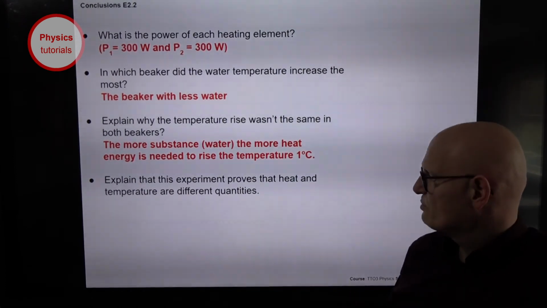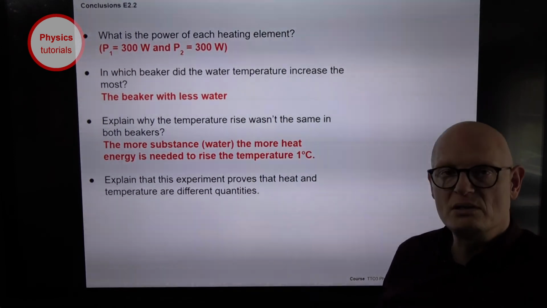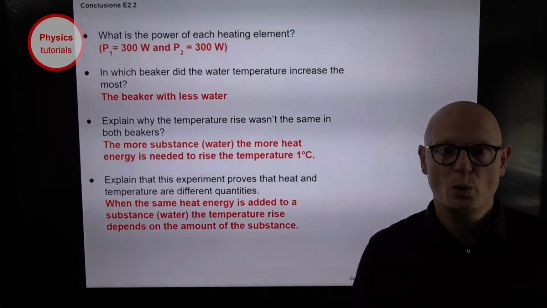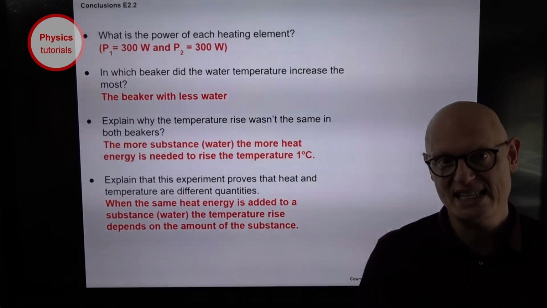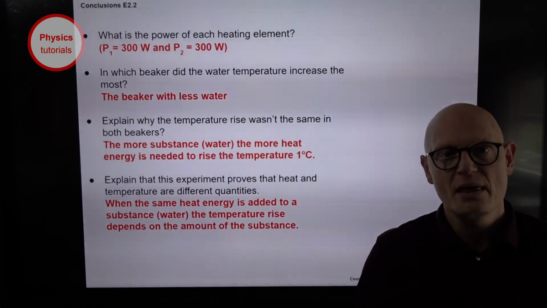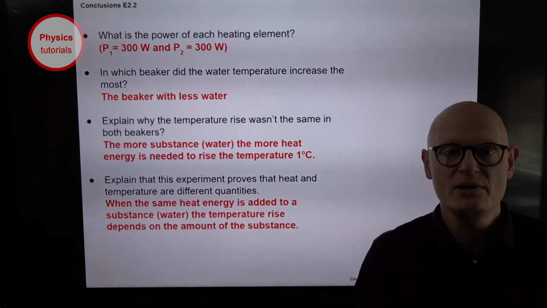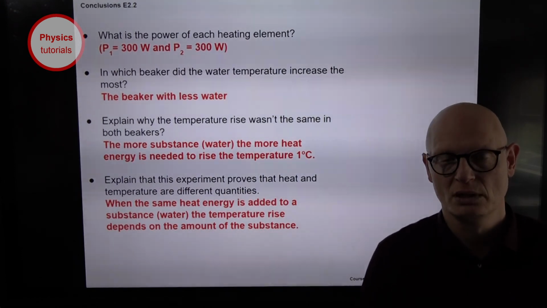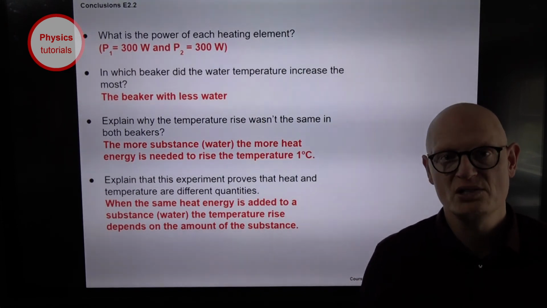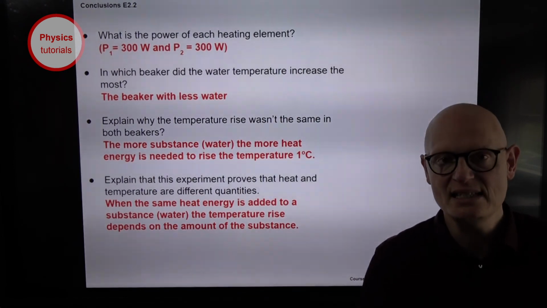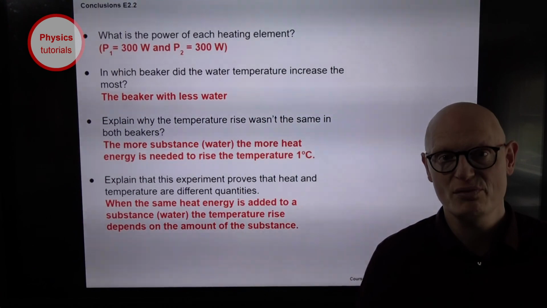Explain that this experiment proves that heat and temperature are different quantities. At this experiment, we see clearly that we use the same amount of heat energy to heat up 2 cups of water. But the temperature rise fully depends on the amount of water. So when the amount of water is not the same, temperature rise is different. So therefore, temperature and heat energy are 2 different quantities.